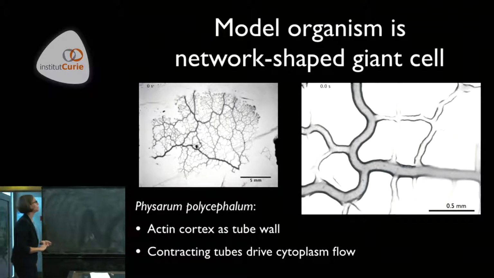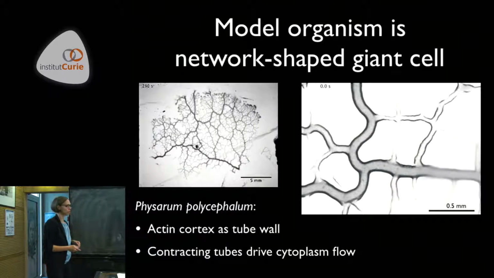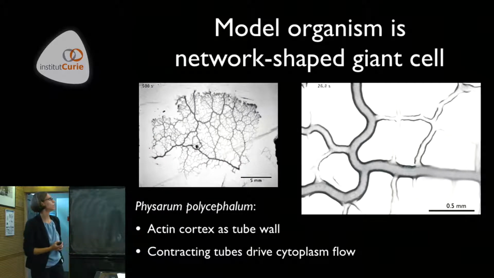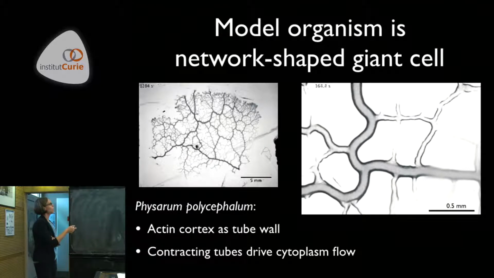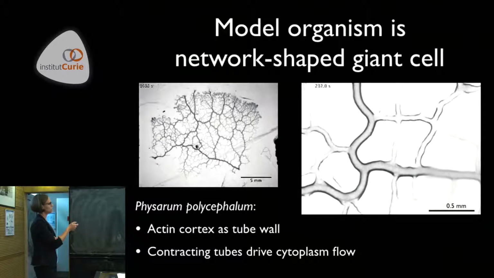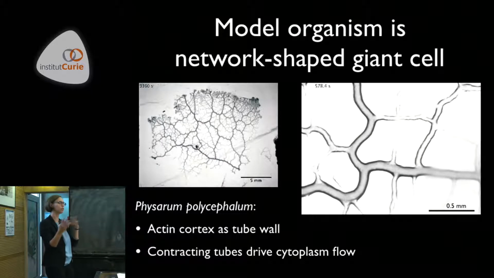So yeah, going back to the system. This is the microscopic network, and if we zoom in and actually look at it under the microscope live, we see that this actin cortex is undergoing rhythmic contractions, and you can see it nicely if you focus on one of the little bit out of focus veins. You see how they contract and expand. And this is driving the cytoplasm inside to flow back and forth.